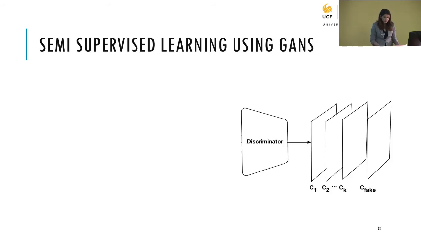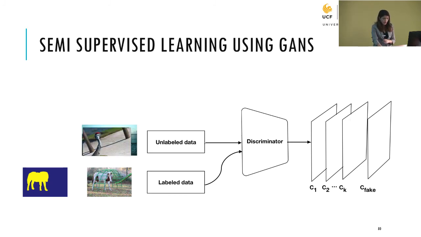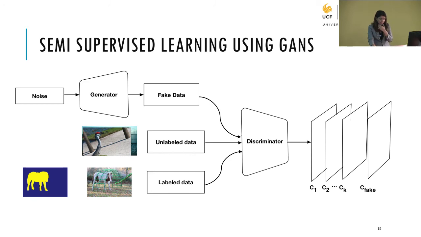This is the typical configuration for semantic segmentation networks, where you have some labeled data and you have the discriminator, which in our case, I have to mention, we replace the binary classifier with a fully convolutional neural network that does the semantic segmentation. So it produces the probability map for each class. Now in a semi-supervised fashion, we have the unlabeled data and the fake data. So we have this extra fake class.